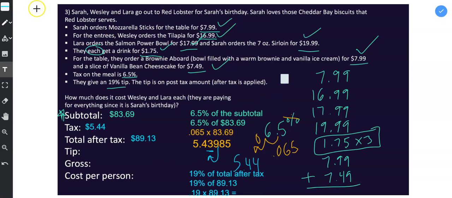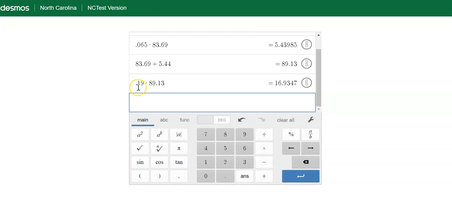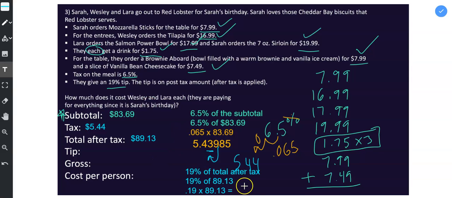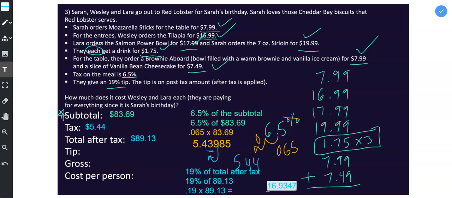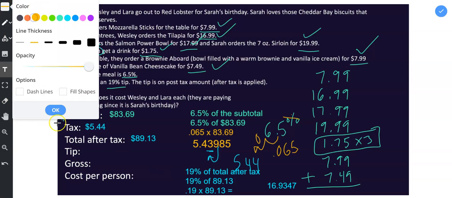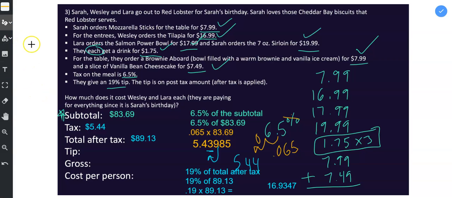And I'll go ahead and type that into the calculator. When I multiplied 19% in the form of 0.19 times $89.13, I got almost $17. And then I round to the hundredths place. The 3 is in the hundredths place. The 4 is the decision maker. 4 or less, you let it rest. So I let it rest at $16.93.